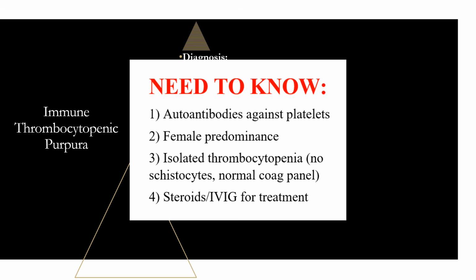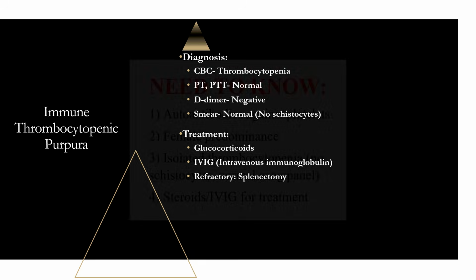So no schistocytes, normal coag panel. It's just going to be the thrombocytopenia that we see in these patients. And then finally, for treatment, we're doing steroids and IVIG. Otherwise, it can be observation if it's not too severe. That's really your need-to-know for ITP.